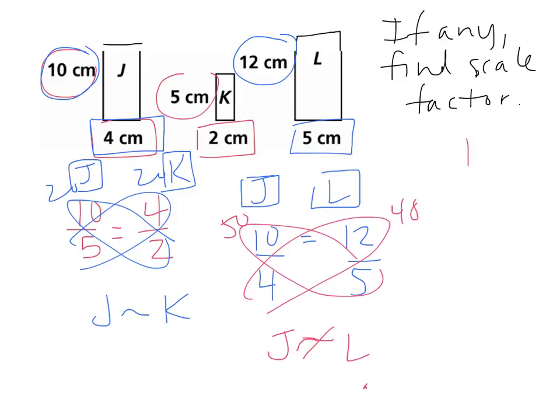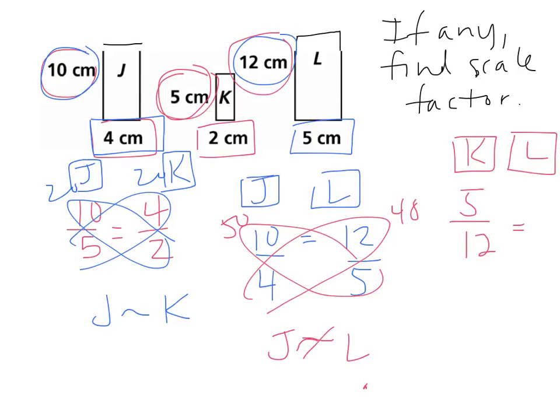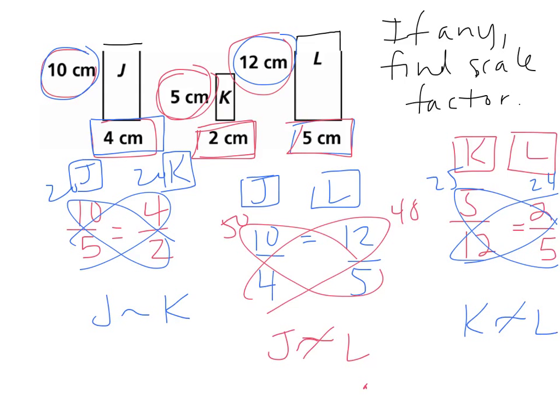And then we have, what did I miss? K and L. So K and L. Okay, so K is 5, L is 12. So we have 5 over 12 equals 2 over 5. Okay, so we're going to cross multiply here. And we're going to get 25 and 24. So K is not similar to L.